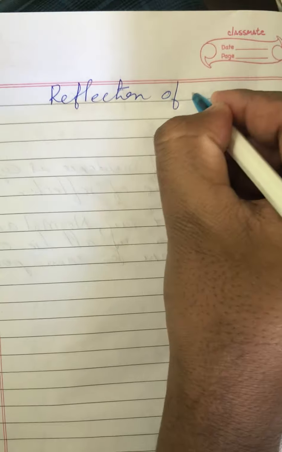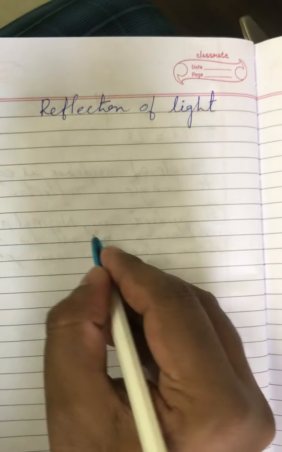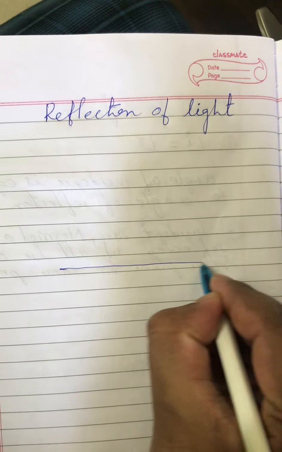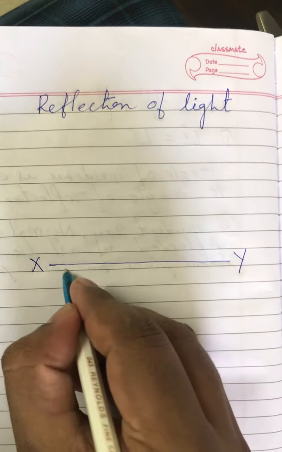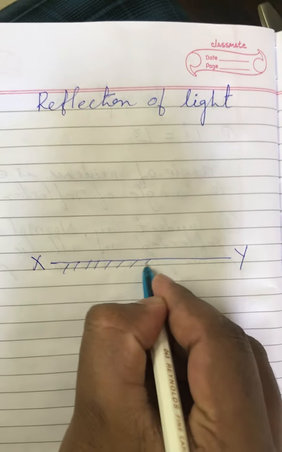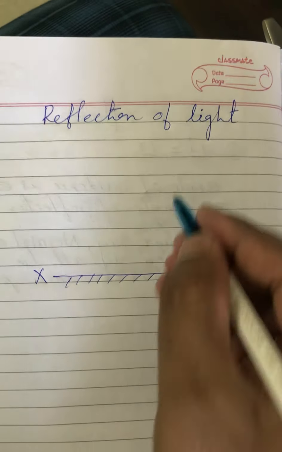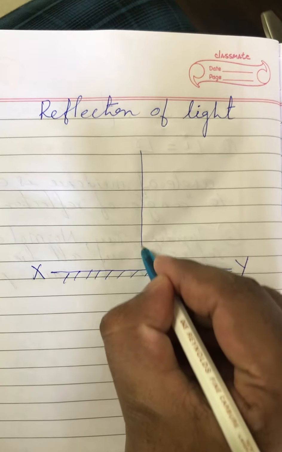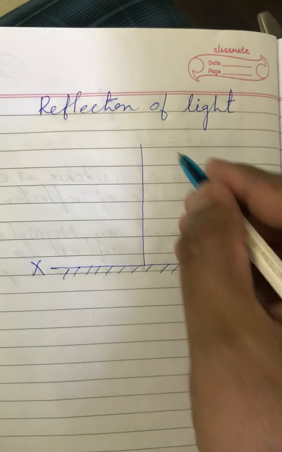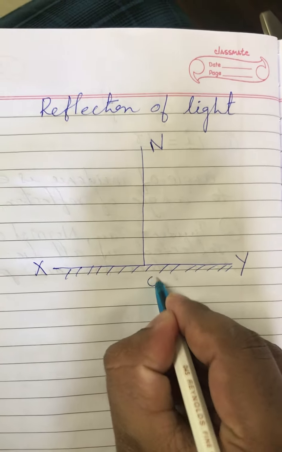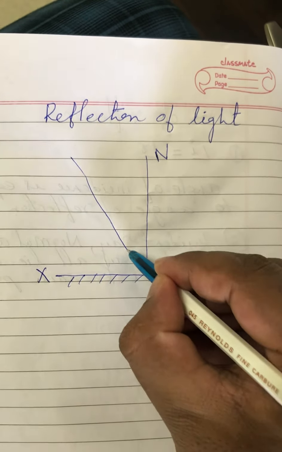Reflection of light. We'll consider a surface XY, basically a mirror. One side is polished thoroughly, and this is the perpendicular line which is drawn on the surface, that is called as normal. Okay, now the light ray is coming from the source.